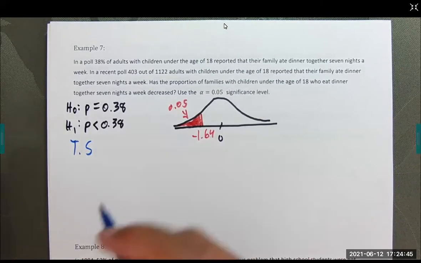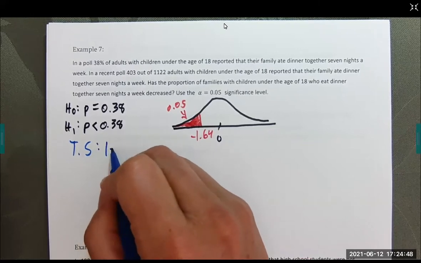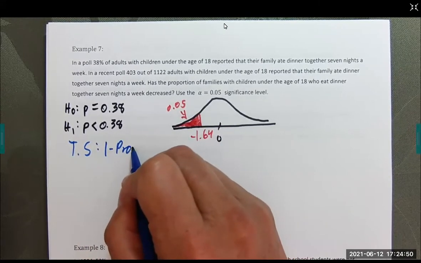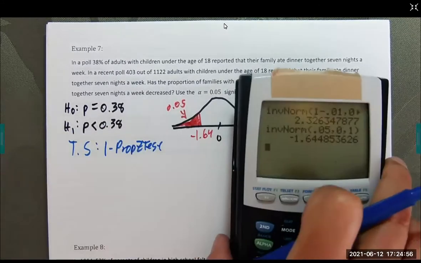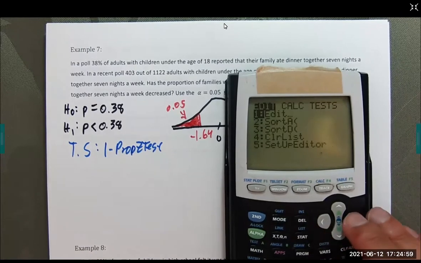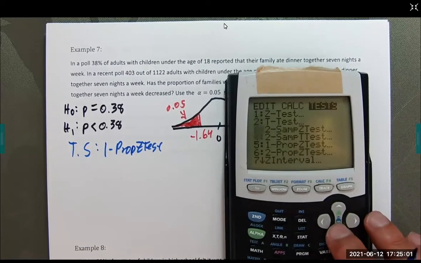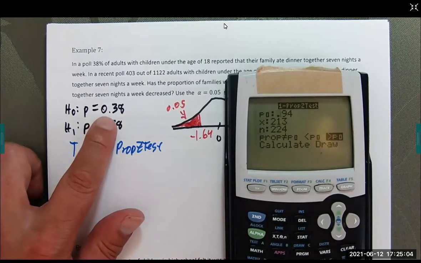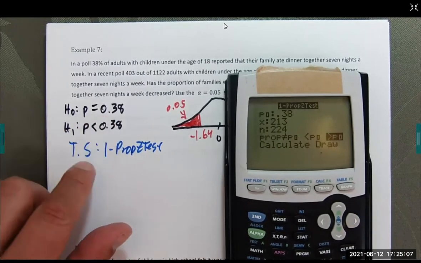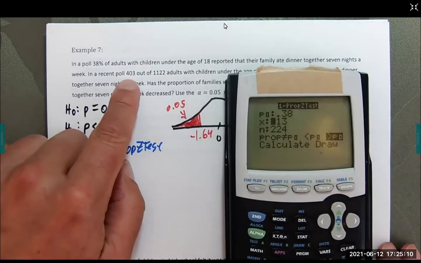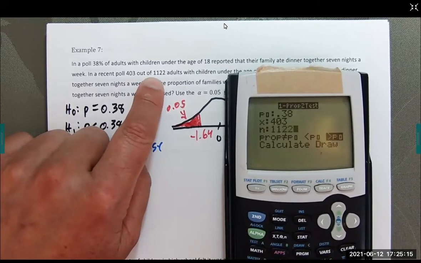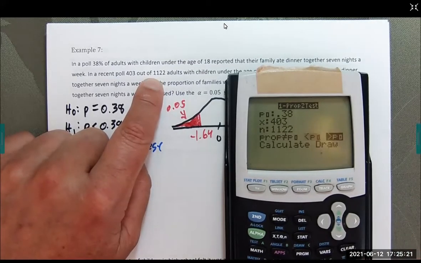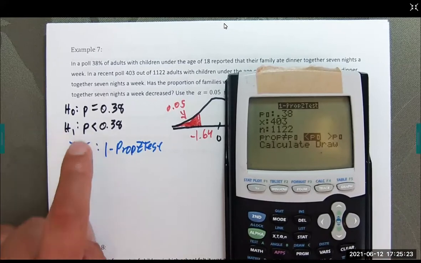So we are going to run, once again, a one proportion z-test. Stat tests, one prop z test: 0.38, and in this case our x is 403, n is 1122. N is always larger, by the way. This one is less than. Let's see what we get.